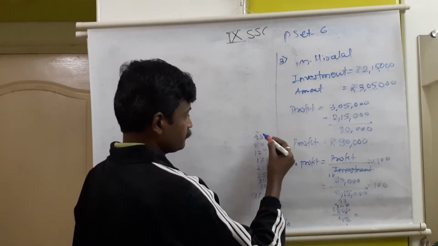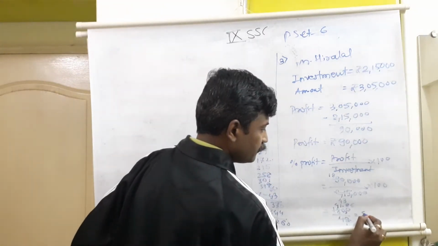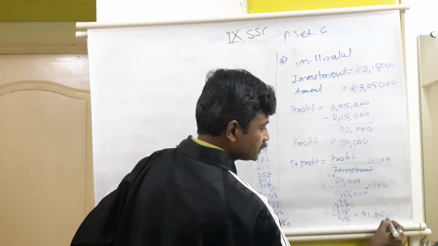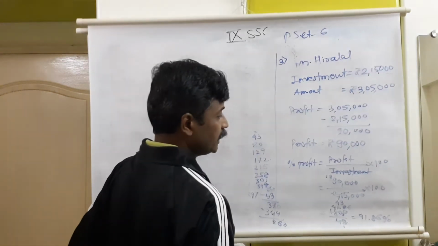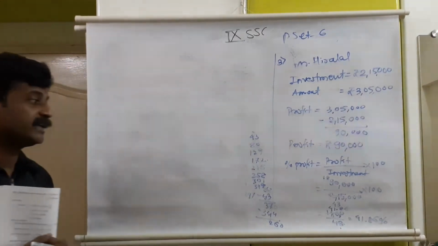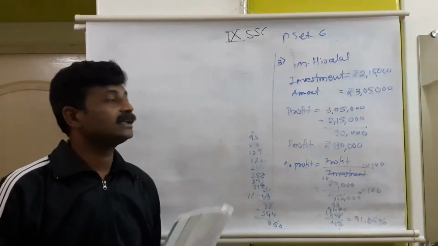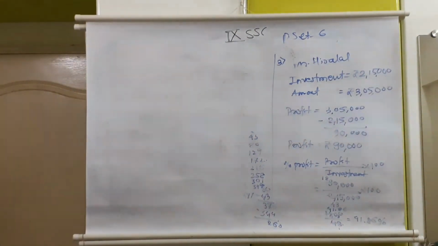So 0 will give 260. 260 means it is 6 6s are. So we'll be getting here 41.86%. We need to calculate till 2 digits after the decimal point. So 41.86 is the percentage profit on Mr. Hiralal's investment.